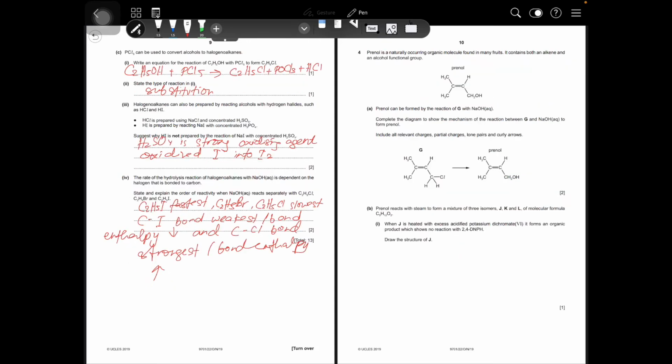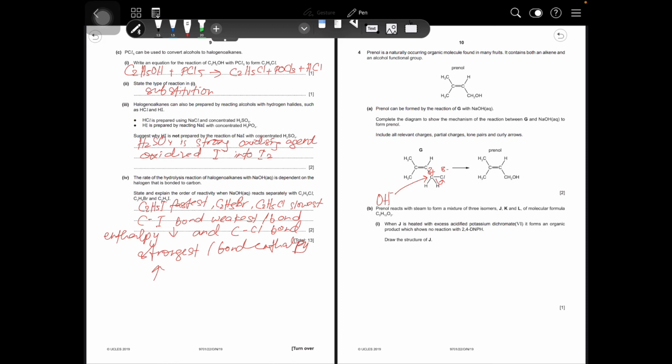Prenol is a naturally occurring organic molecule found in many fruits. It contains both an alkene and alcohol functional group. To complete the diagram to show the mechanism, here you will have a hydroxide ion. This hydroxide ion acts as a nucleophile, so it will attack the delta positive. In this case, the C is delta positive and the Cl is delta negative. It will attack the delta positive C, and the C-Cl bond will undergo heterolytic fission.